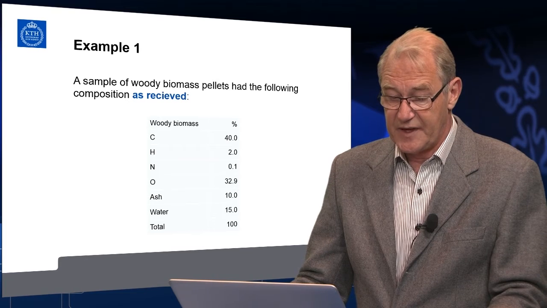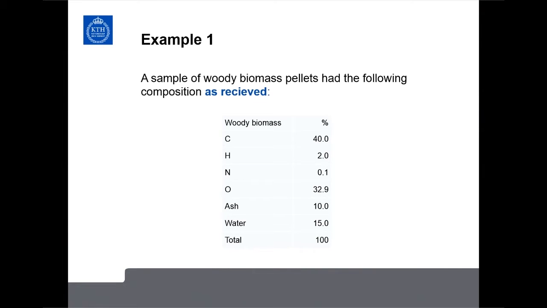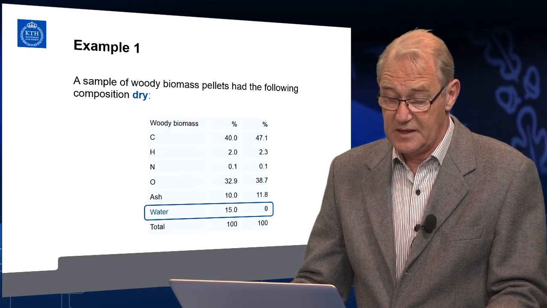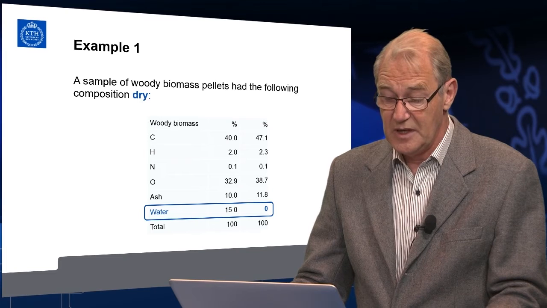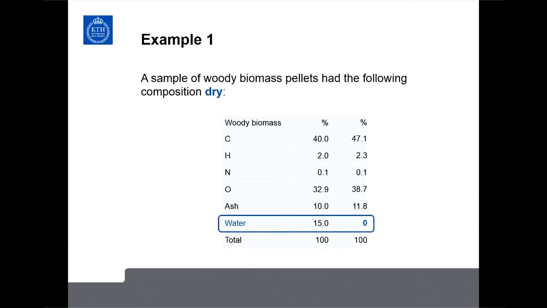In this example, you can see a biomass composition listed as received, and you see we have the water among the constituents in this sample. And we have the dry basis. If the biomass is analyzed on a dry basis, you see the water is counted as 0 in the composition, and then you see also that the carbon, for example, is higher than it was when the water was present in the biomass.